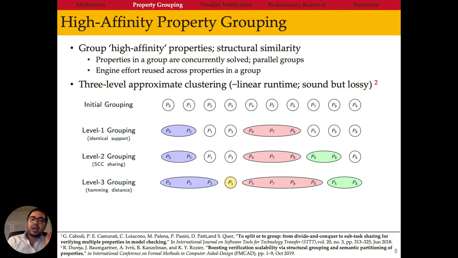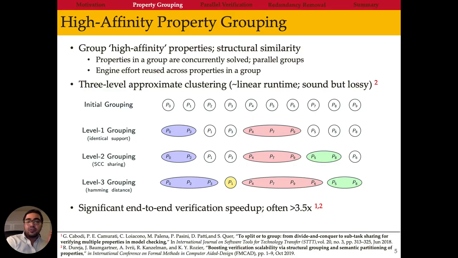To mitigate the quadratic performance slowdown due to pairwise comparisons between properties, state-of-the-art grouping algorithms perform three-level approximate clustering that achieves linear runtime in practice. The properties in the generated groups can then be checked concurrently, or the properties in a group can be semantically refined using localization abstraction. It is important to note that higher levels of grouping generate progressively fewer groups, and the different groups can be checked in parallel.